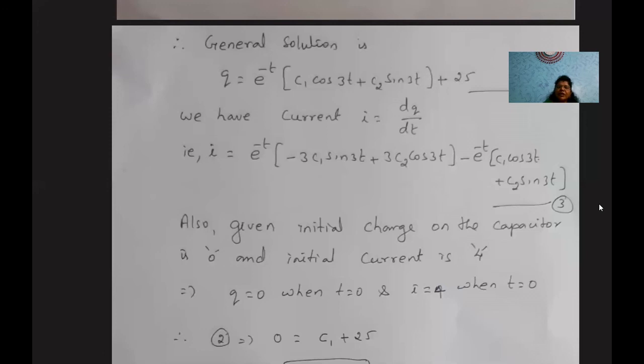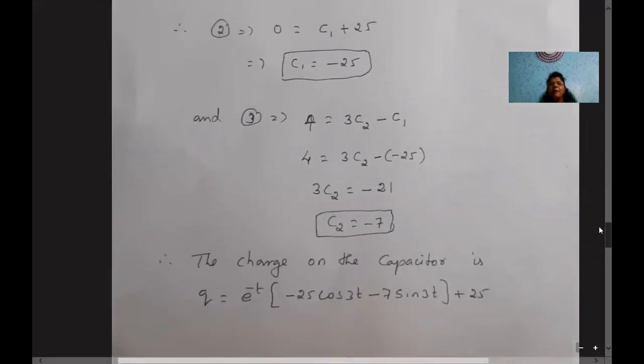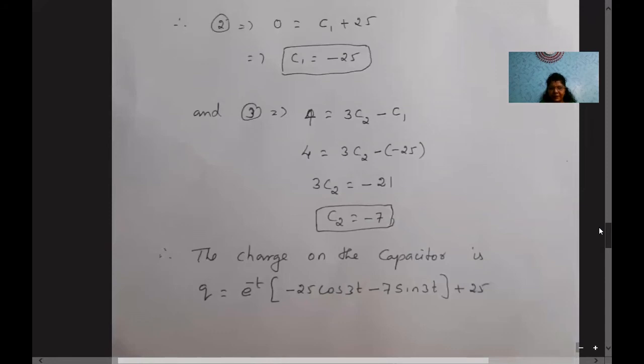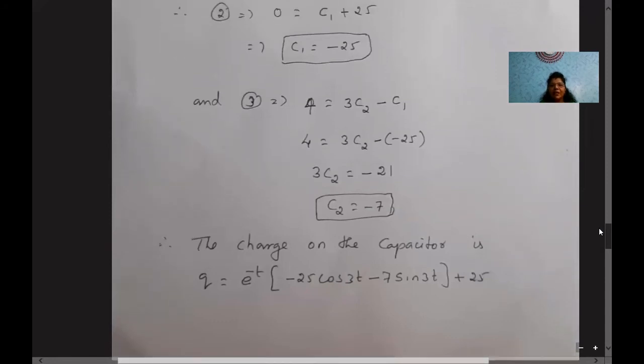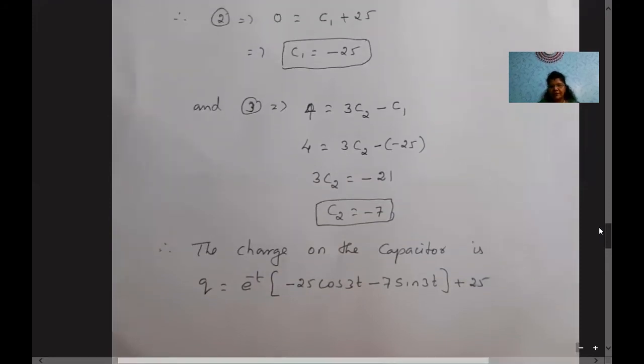And what is the initial condition they have given? The initial charge on the capacitor is 0 and the initial current is 4, meaning Q is equal to 0 and I is equal to 4 when t is equal to 0. If you apply these two conditions in equations number 2 and 3, we obtain the values of C1 and C2 as minus 25 and minus 7. Substitute C1 as minus 25 and C2 as minus 7 in equation number 2 to obtain the charge on the capacitor.